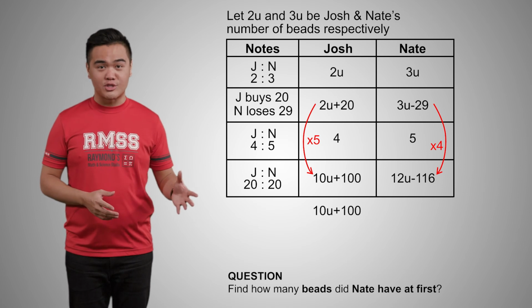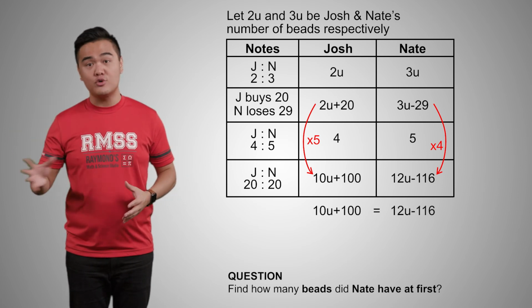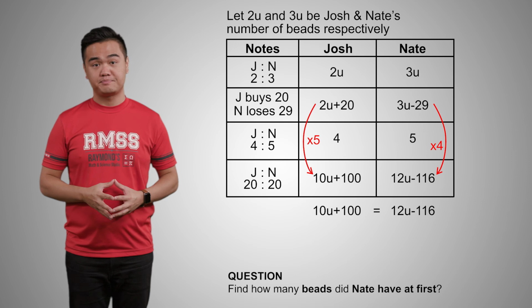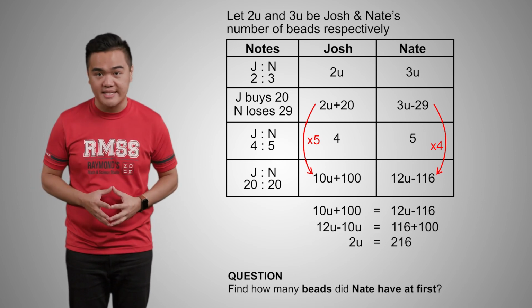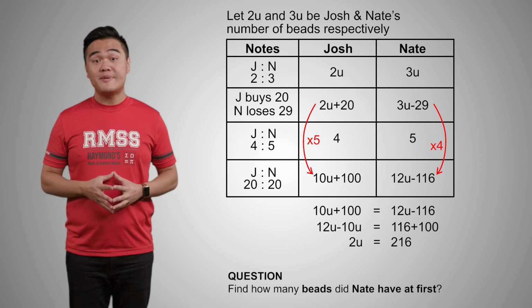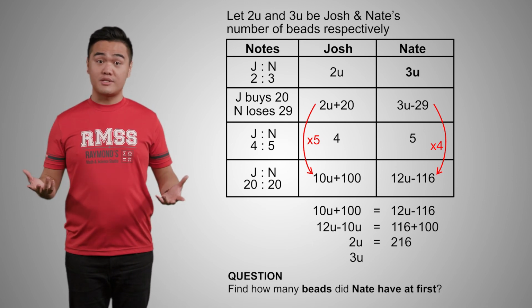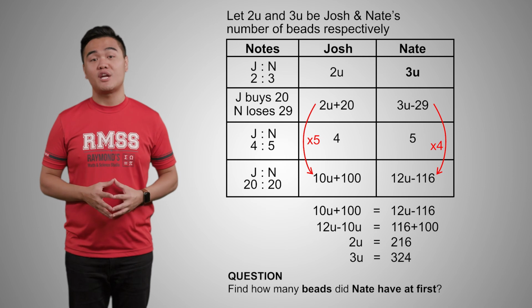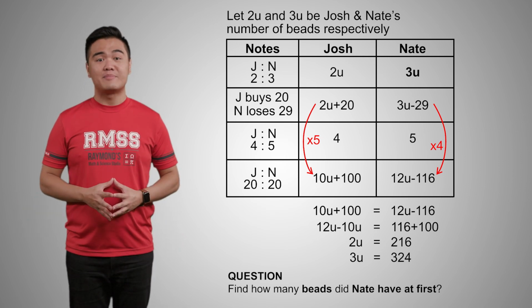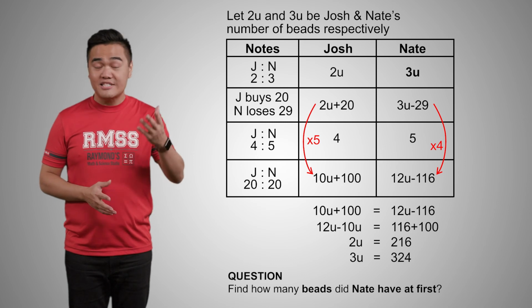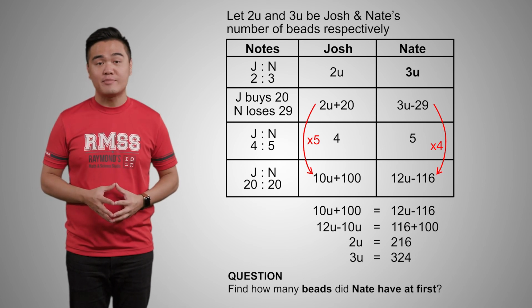Josh's 10U plus 100 equals Nate's 12U minus 116. From there, we can obtain 2 units equals 216. To find Nate's beads at first, we will find 3 units, which is 324. We will always be able to multiply to make numbers the same in any question. This is why the RMSS notes method is able to solve such a broad range of questions.